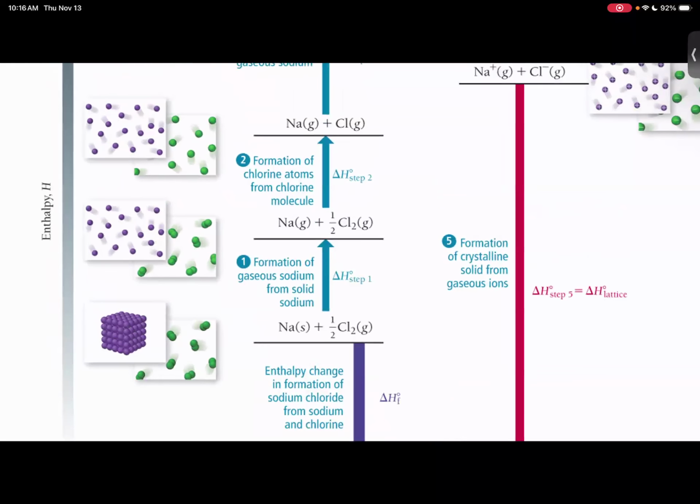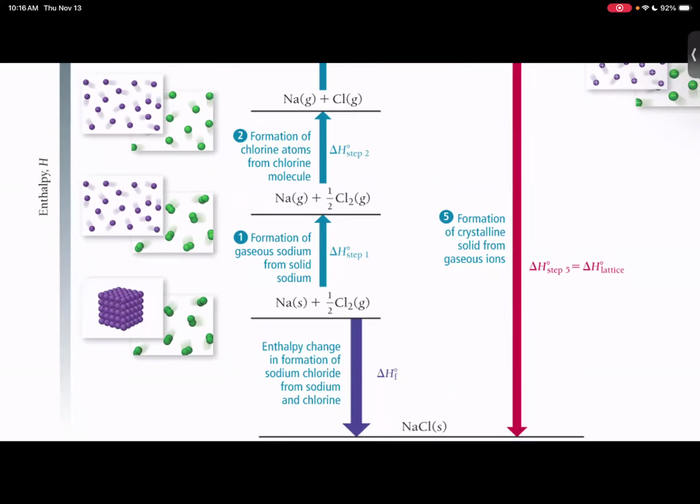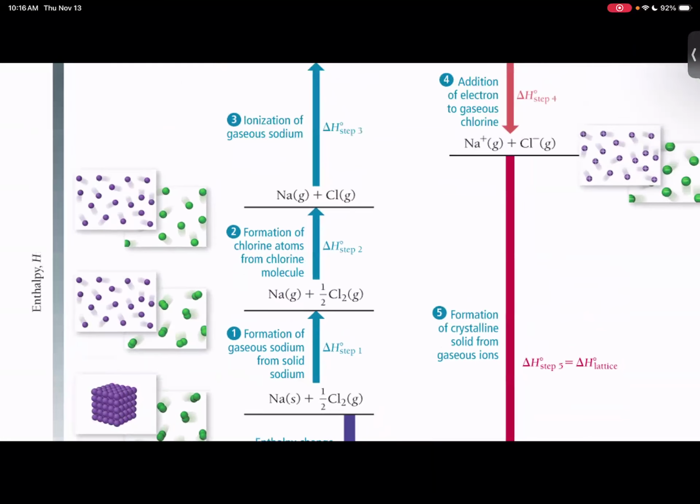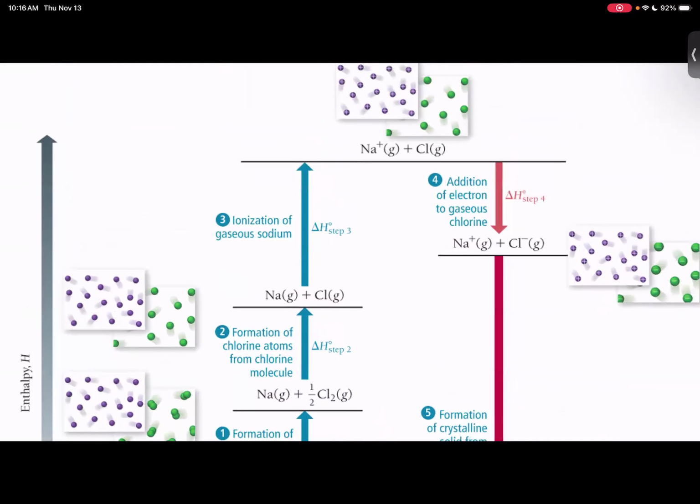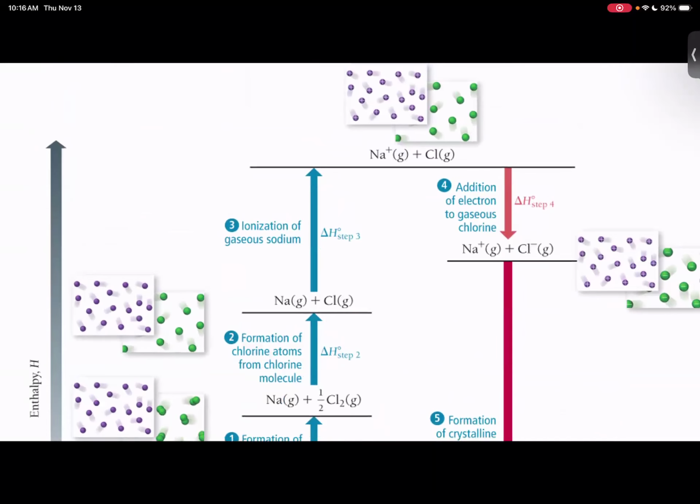The second thing that happens is the diatomic chlorine is going to dissociate into its atoms. That process is the bond energy, and it's a positive step. The third thing that's going to happen is we're going to take that sodium metal and ionize it to form sodium ion. That is the ionization energy, and it is a positive step. Three positive steps.